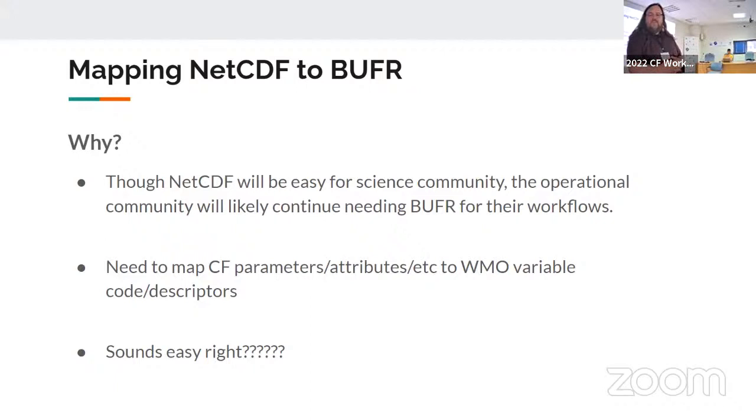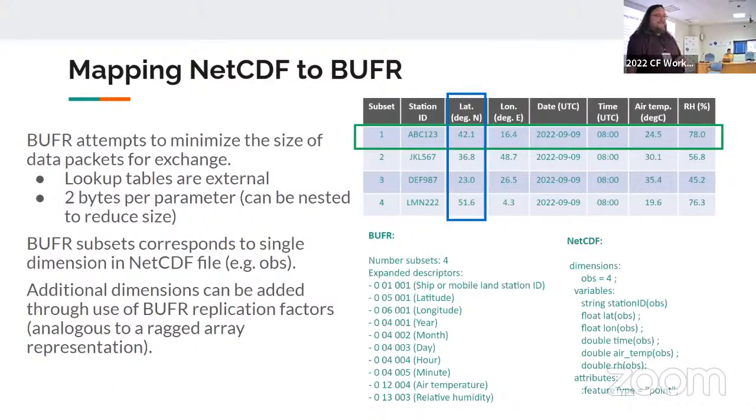And so we need to be able to map the CF parameters and attributes to the WMO variable code and descriptors, which sounds easy, right? That's not. Let me talk about something called BUFR. And I want to thank Dave Barry for setting up these slides because he's kind of the BUFR expert. He's written some of the BUFR templates that encode a lot of this information that we're putting into the NetCDF files. So BUFR, well, what can I say about BUFR?